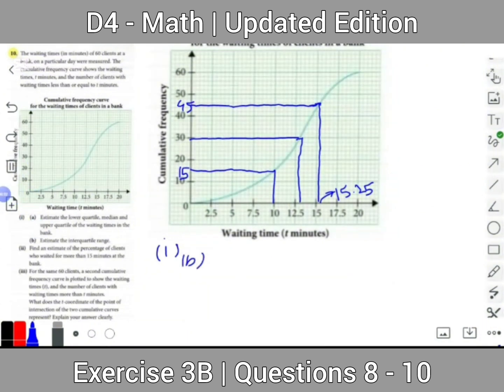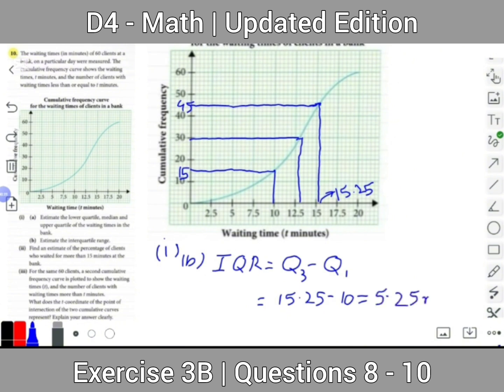In part 1b, we have to estimate the interquartile range. So to find the interquartile range, we'll use the formula: estimated value of Q3 minus estimated value of Q1. So we have 15.25 minus 10, which is equal to 5.25 minutes. So the interquartile range is equal to 5.25 minutes.